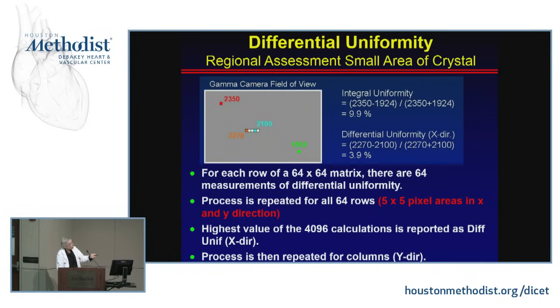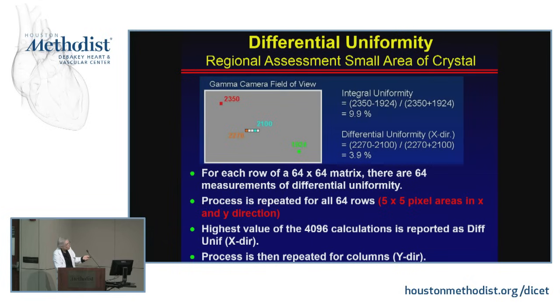Now, there's something else called differential uniformity, which looks at a small neighborhood of pixels. So we have integral, which is over the whole crystal, and we have differential, which is over a small area. We do both. For instance, with integral uniformity, we would take the highest here and the lowest here and subtract them and divide by the two of them together, and we'd be able to get the integral uniformity.